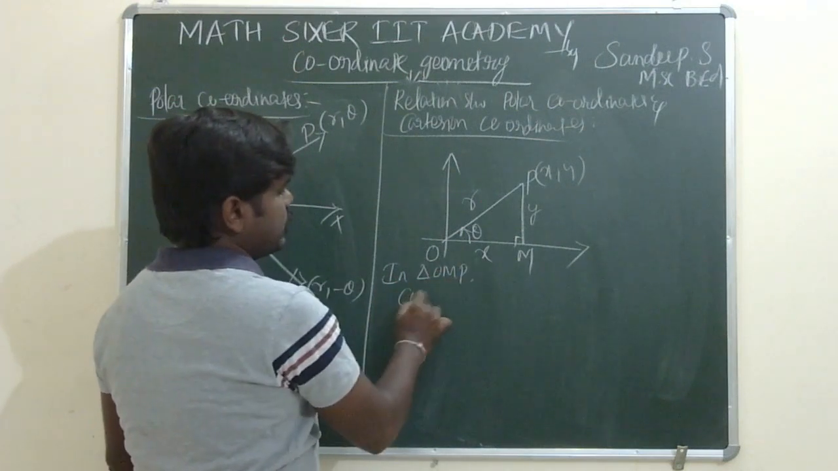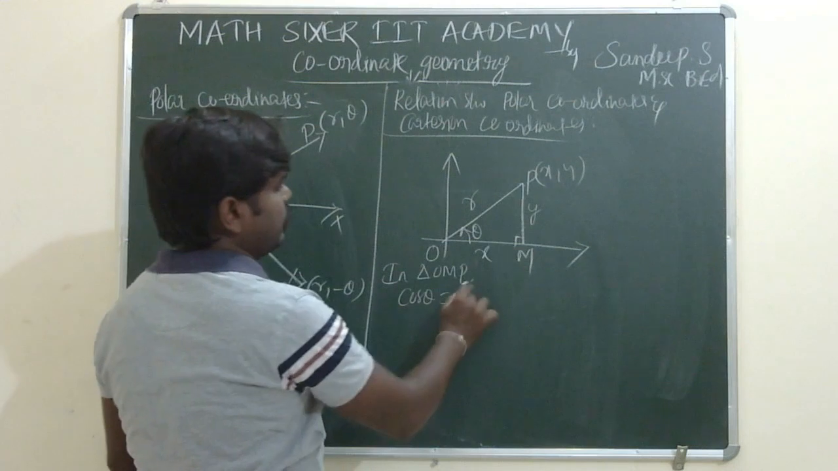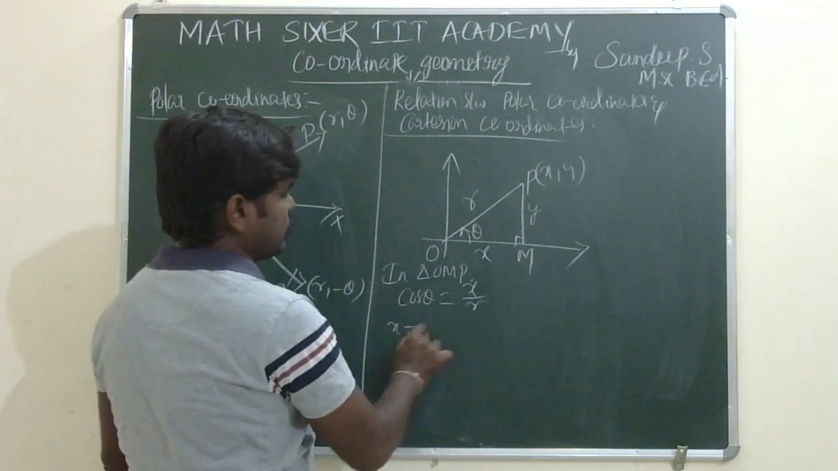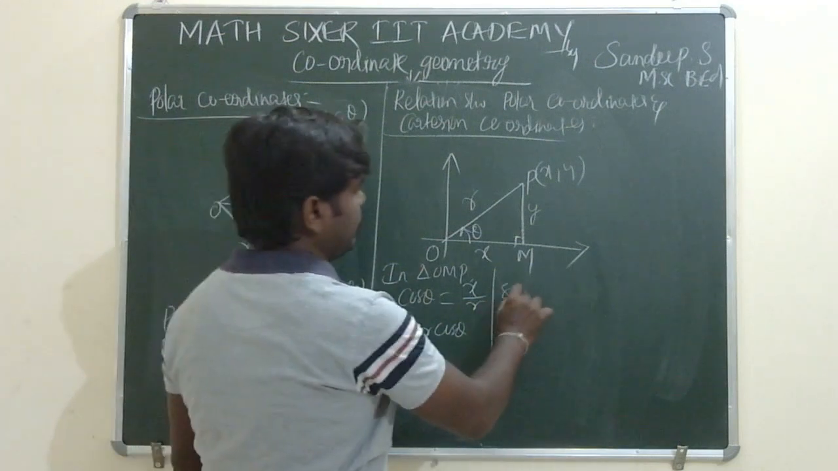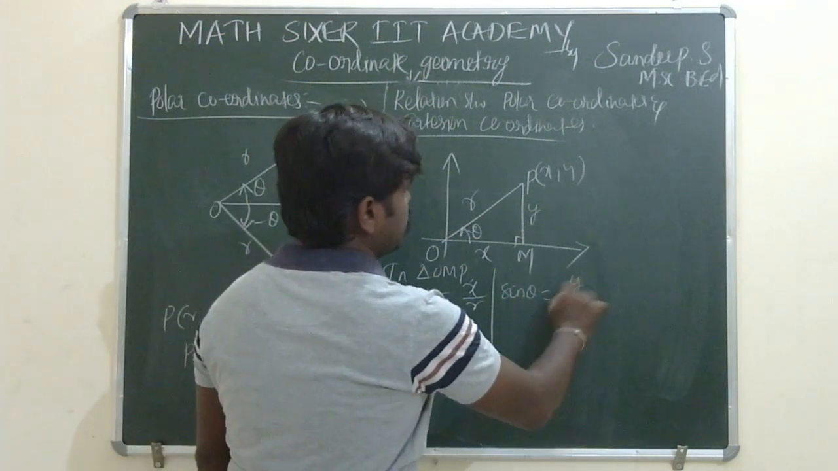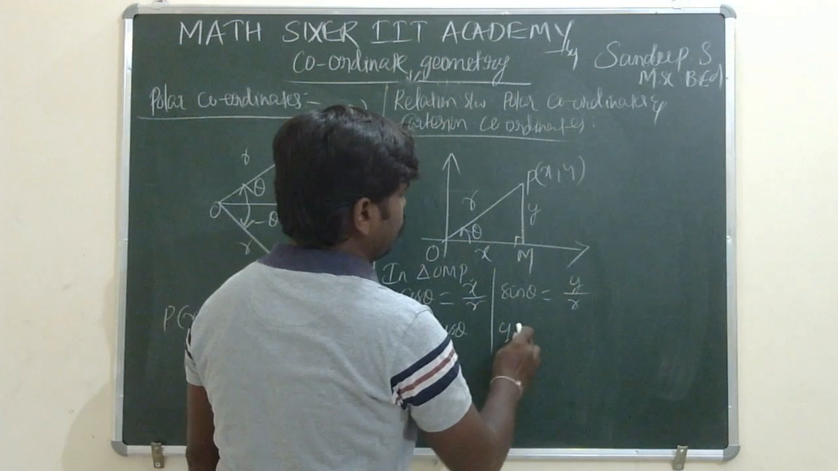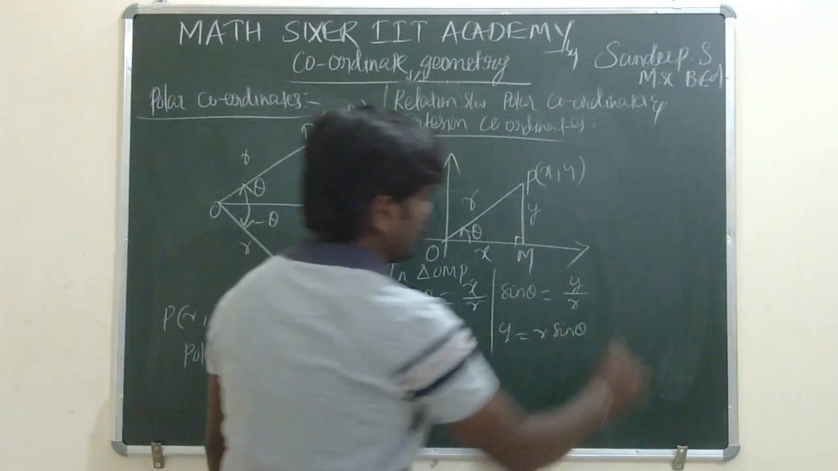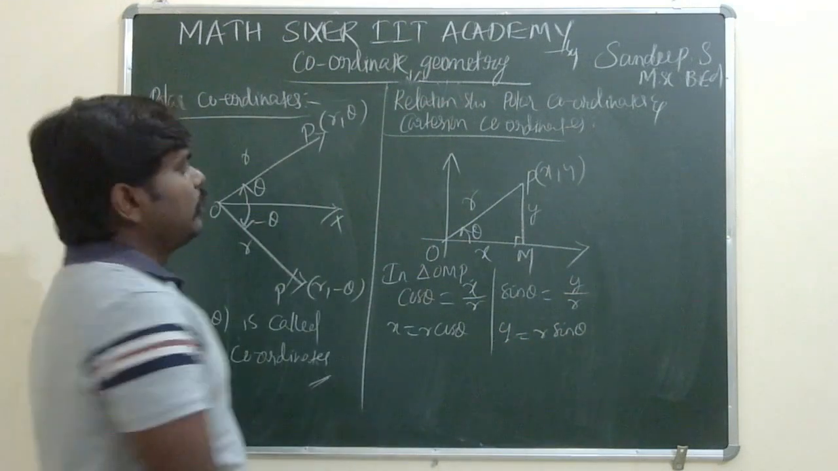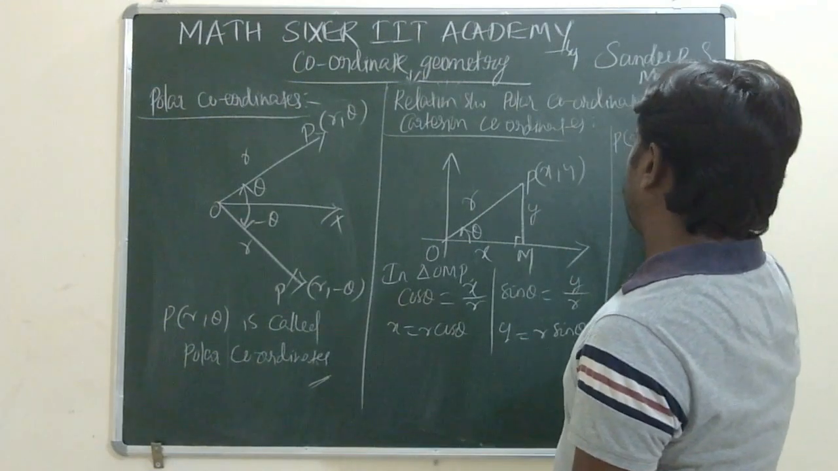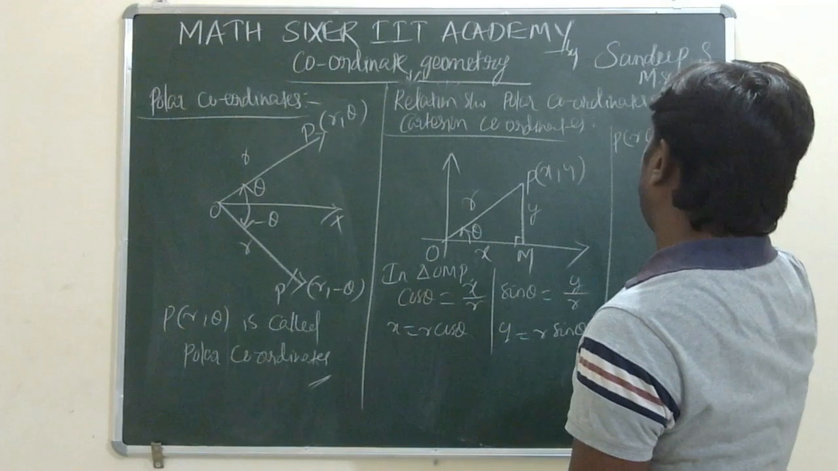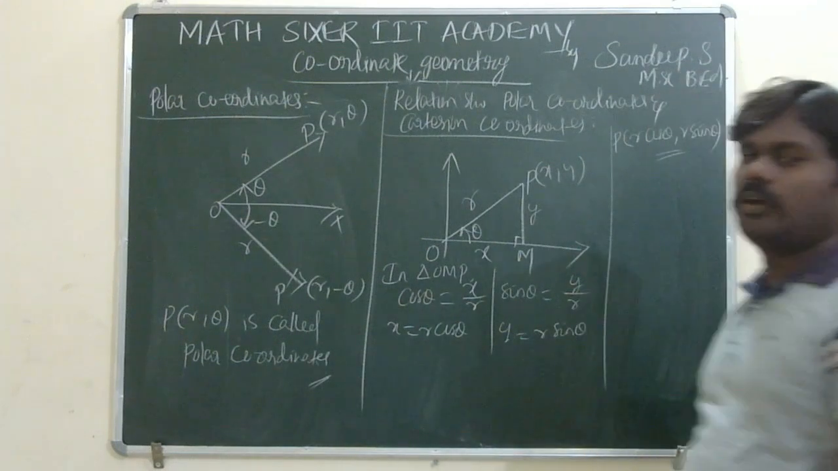when you apply cos theta, which is adjacent by hypotenuse, x is equal to R cos theta. In the same triangle, sin theta is equal to opposite by hypotenuse, hence y is equal to R sin theta. So (x, y) we can write as P(R cos theta, R sin theta). This is the point in polar coordinates.